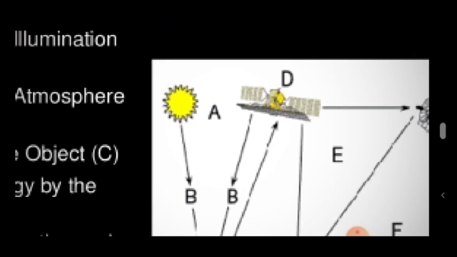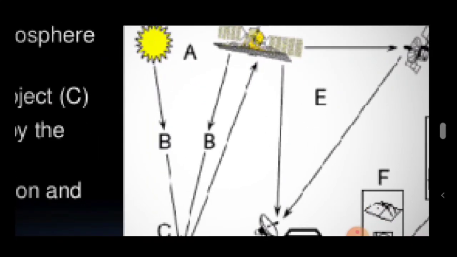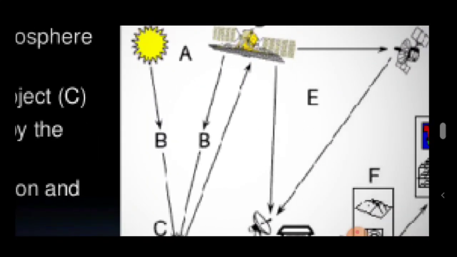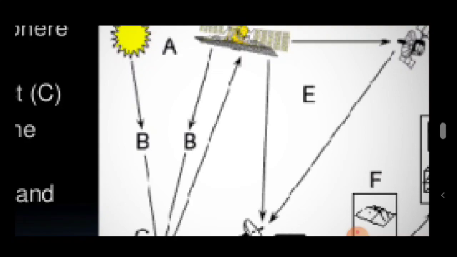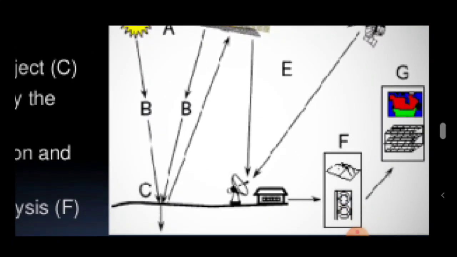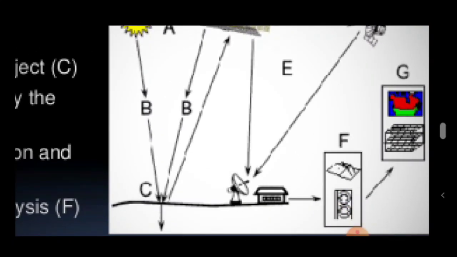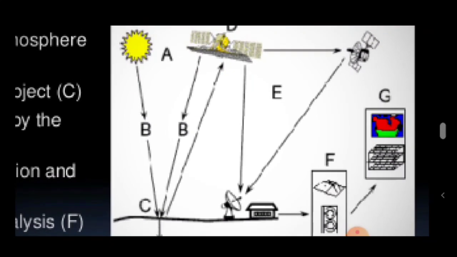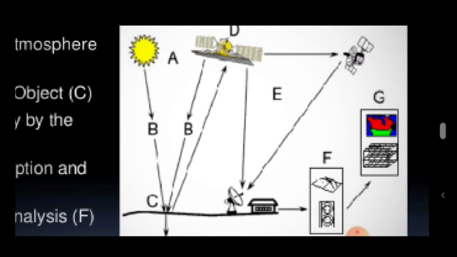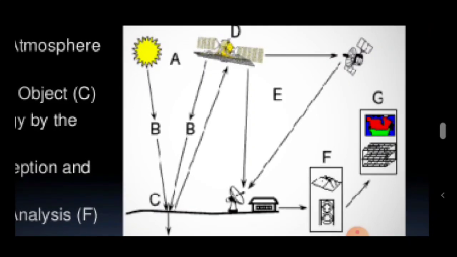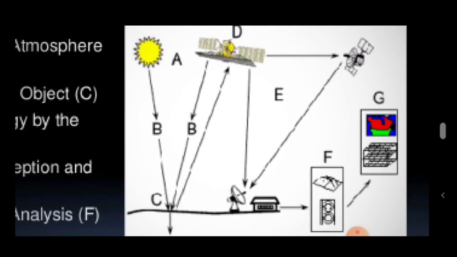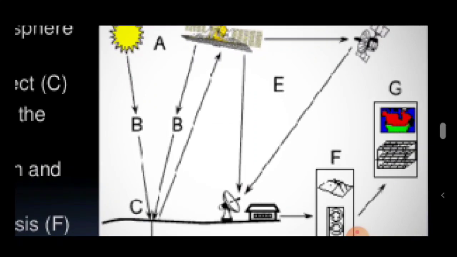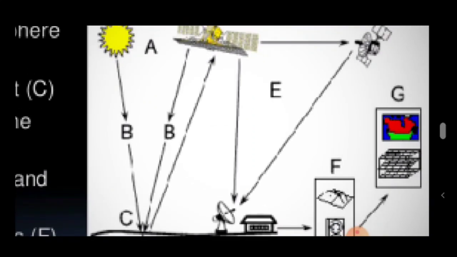Then you can see the energy travels through some kind of medium between the energy source and the surface, or what we call the target. Between these two things there's the atmosphere. Simply, you can say atmosphere, or radiation or atmosphere between these two.